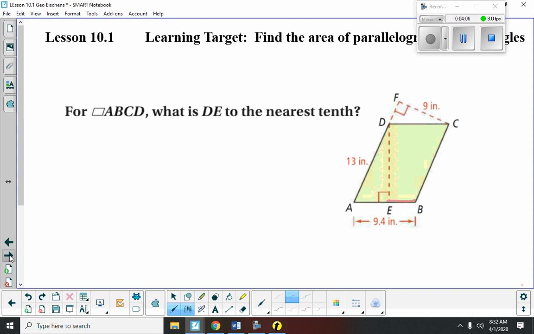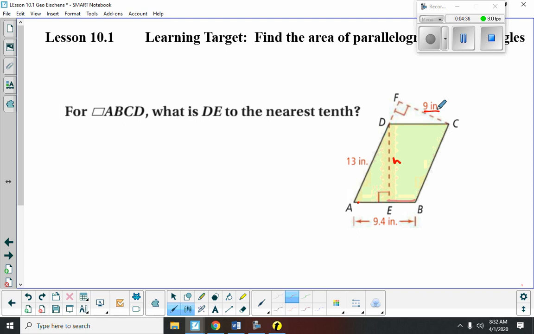All right, this next one, for parallelogram ABCD, what is DE to the nearest tenth? Okay, so DE is this segment right here. That would be the height, I'm going to put an H right here for height, if this is the base. Well, we don't know the area of it. However, if you look at this side, this is the base and this is the height.